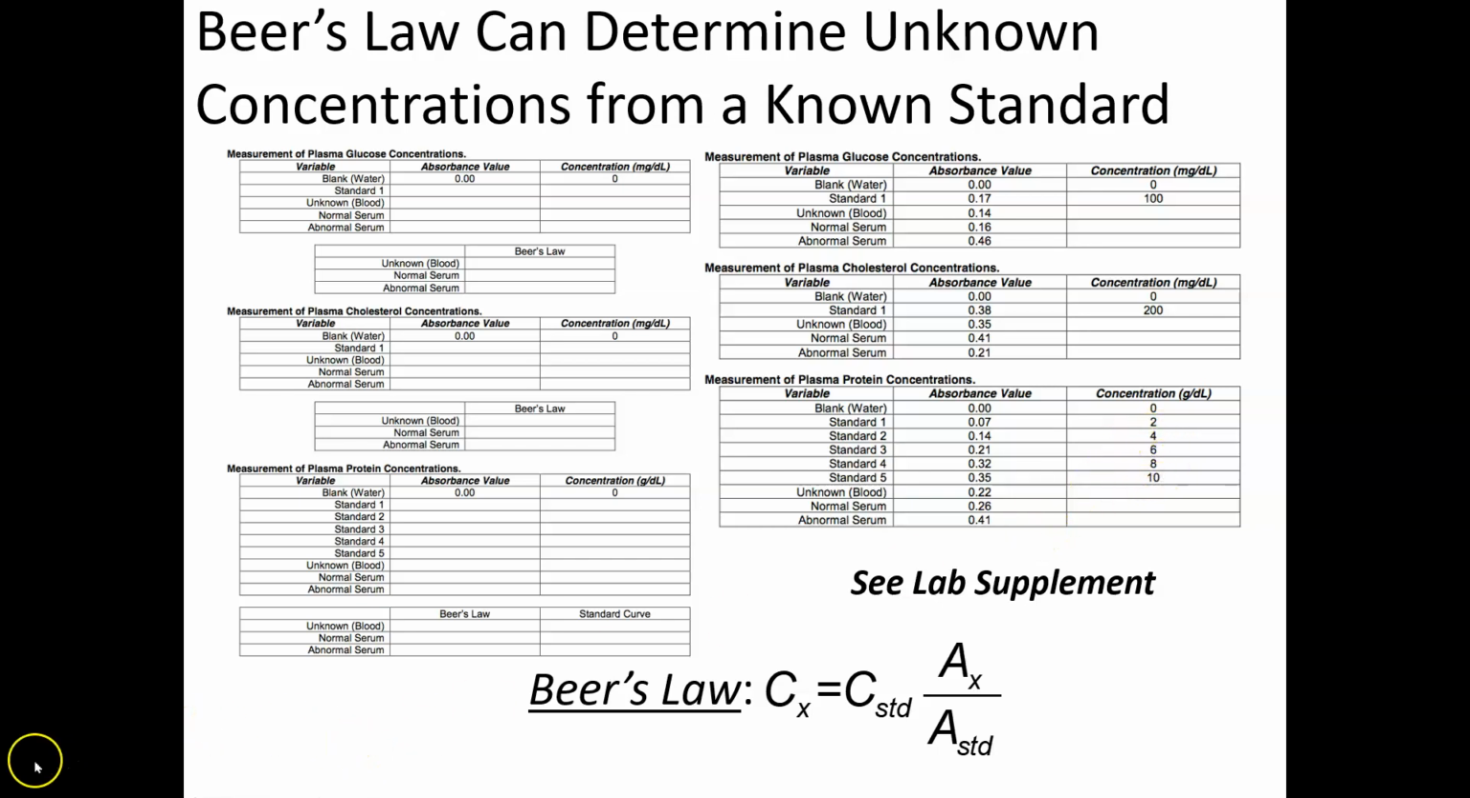But if you look at the data, it does something a little odd. Notice the concentration goes from 0 to 2 to 4 to 6 to 8 to 10. So it goes up 2 grams per deciliter units the whole time. And if we look at the absorbance values, it goes from 0 to 0.07. Goes up again, 0.14. Goes up again, 0.21. Goes up again, 0.32. Well, you would expect if it followed this pattern, it would be 0.28, and then standard 5 is 0.35. That falls right in line with the other values.